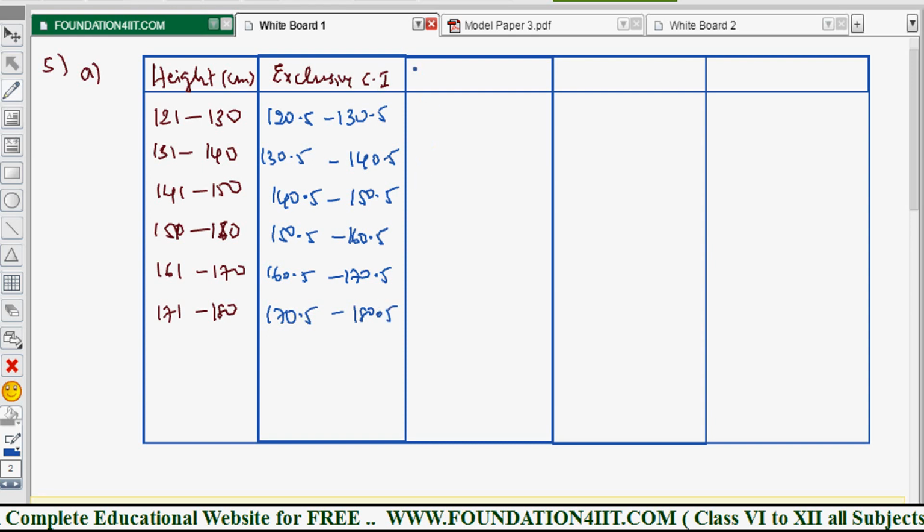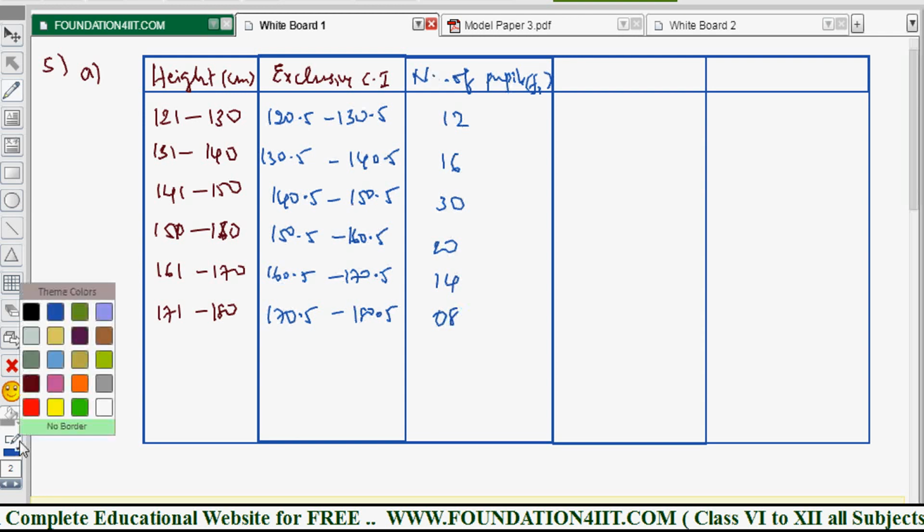And number of pupils. This is the given data already. Number of pupils, take this fi. So it's the frequency, right? So that is given 12, 16, 30, 20. In the table it's given already. So 14 and 8.